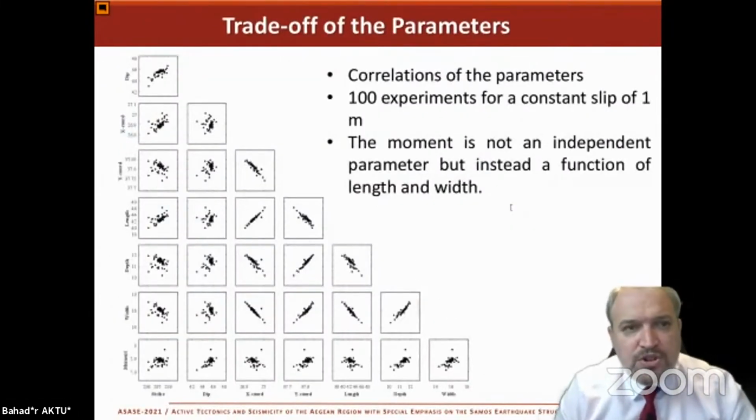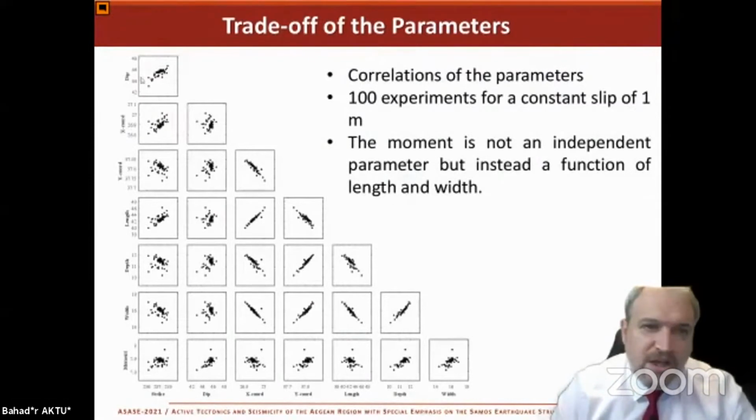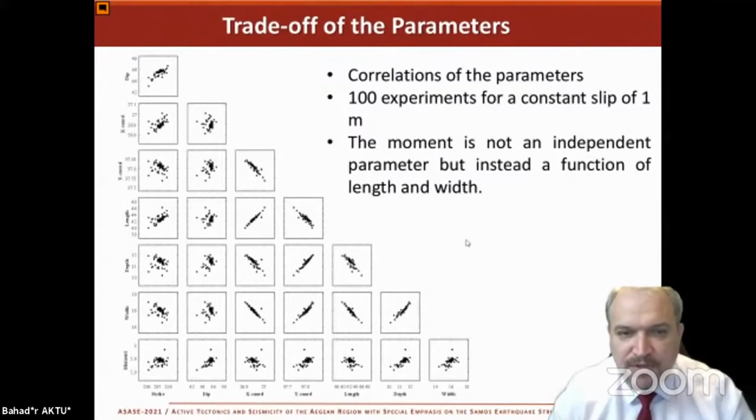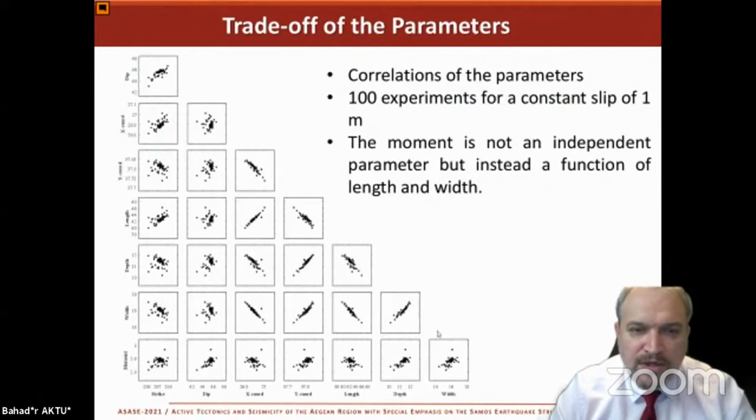And this plot shows the trade-off of the parameters. Actually, each dot here corresponds to one experiment, one inversion, out of 100 different experiments. Using the original coordinates matrix and their error estimates, we produced 100 different observation data sets and inverted them one by one to examine the trade-off between parameters. Here, the moment is not an independent parameter since the slip is fixed. It's almost the parameter here.